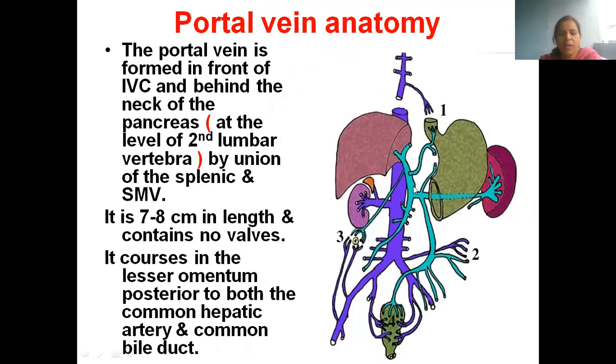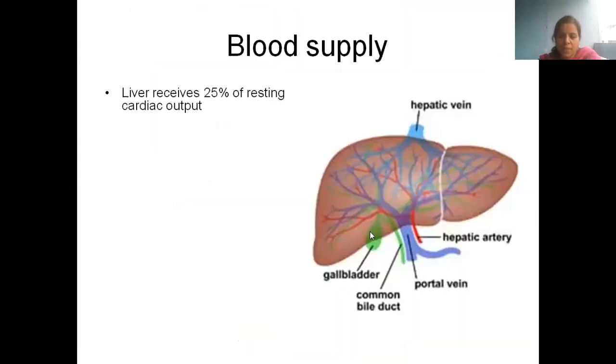It is formed in front of the inferior vena cava. Whatever has been shown in violet color here, that is the inferior vena cava. So the portal vein is formed in front of the inferior vena cava and behind the neck of the pancreas. The length is around 7 to 8 centimeters and it doesn't have any valves. From the lesser curvature of the stomach we know we have the lesser omentum, isn't it? So it is moving through the right free border of the lesser omentum. Now see, this is our portal vein.